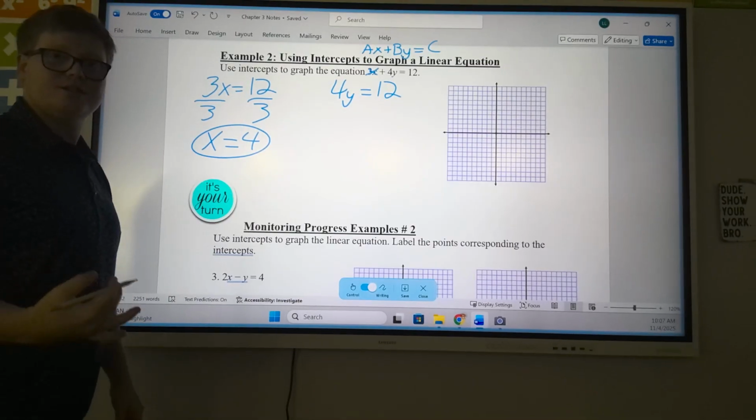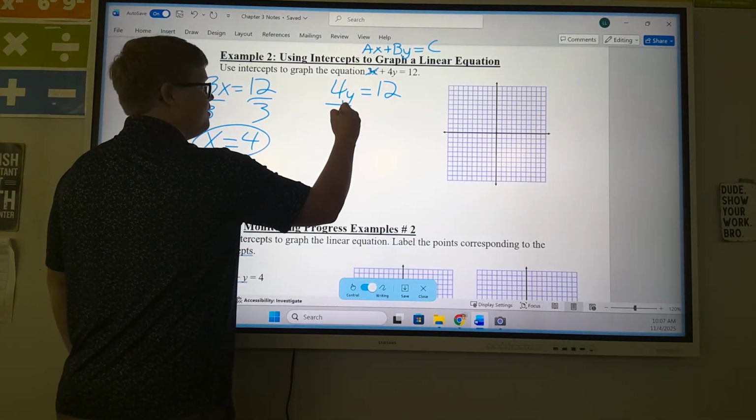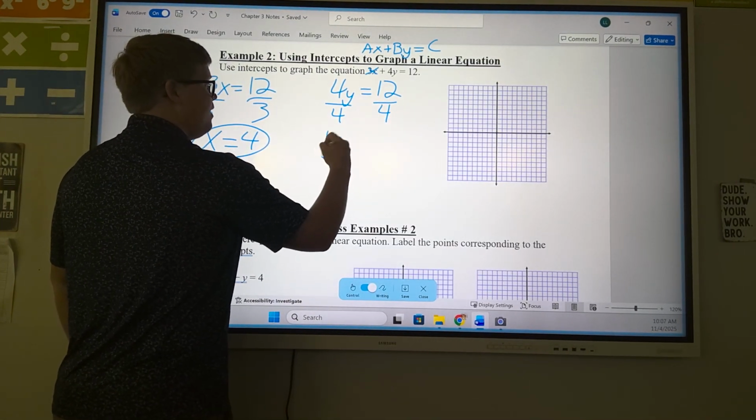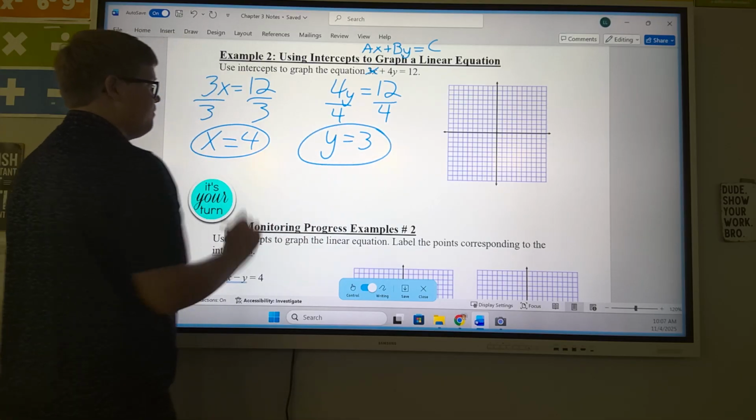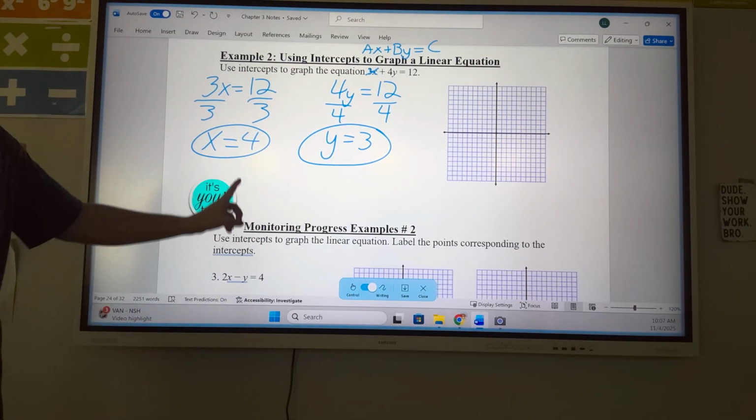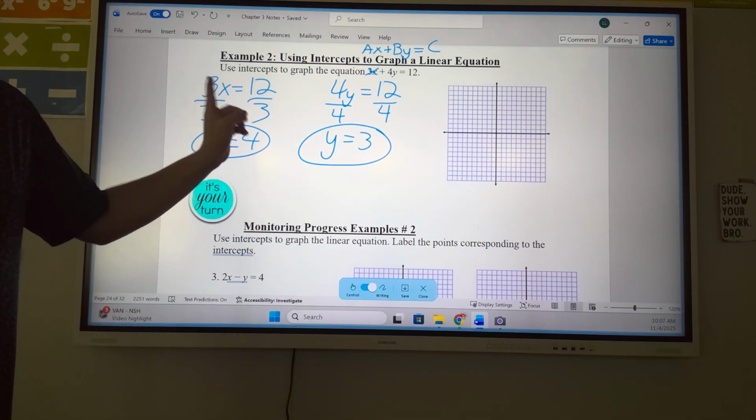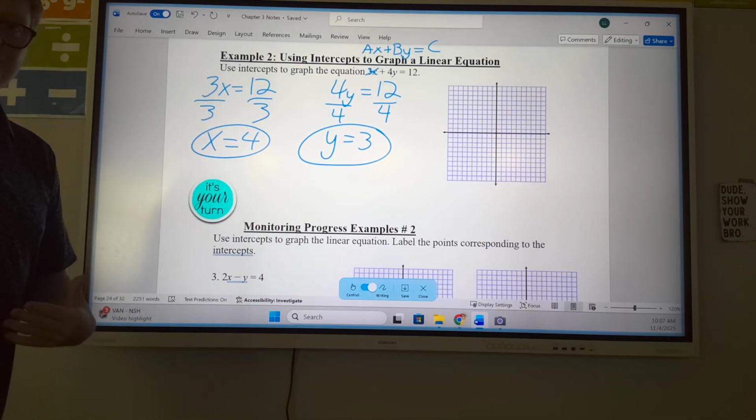All we have to do is divide by 4 to get y by itself. We have y equals 3. So we know both of our x and our y intercepts: 4 for our x, 3 for our y. Now all we have to do is graph them.